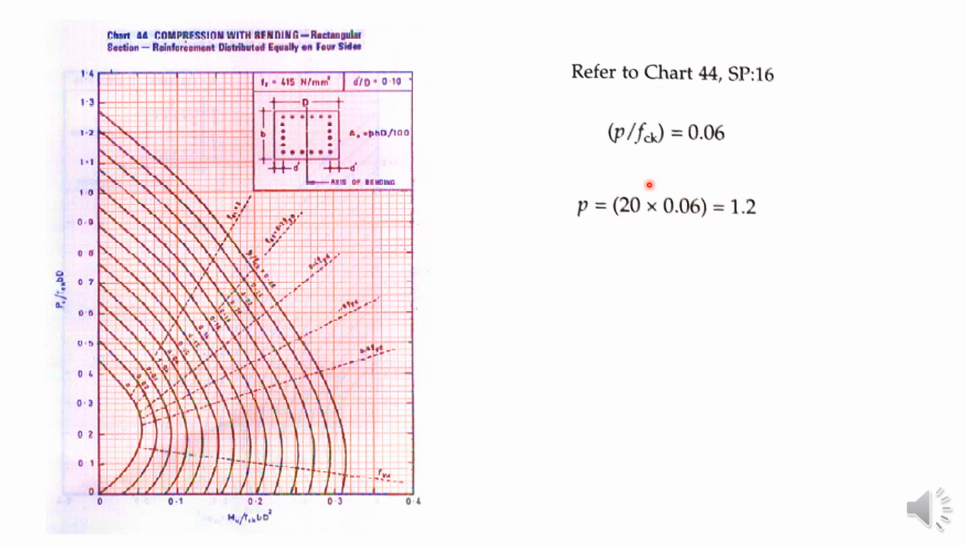So next, the percentage of steel reinforcement. Already we know fck is 20, so 20 into 0.06 will be equal to 1.2. Then Ast is given by p B D divided by 100. Substituting the values, the percentage of steel reinforcement is 1.2 into 400 by 400 divided by 100, so that will be equal to 1920 mm square. This is the area of steel from the interaction curve using this chart. So Ast required is 1920.